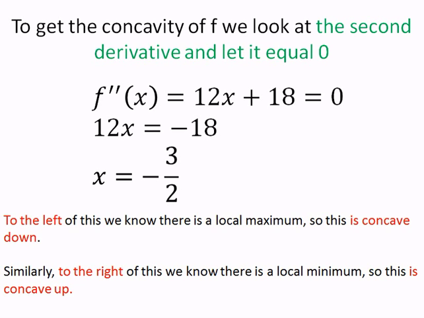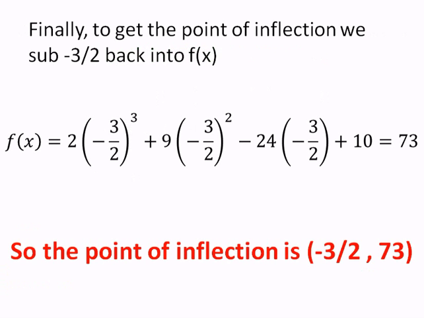For the final part of this question, we need to find the coordinates of the point of inflection. All we've got to do here is sub x = −3/2 back into the original function, as we did earlier. As you can see, we get 73. So the coordinates are (−3/2, 73).